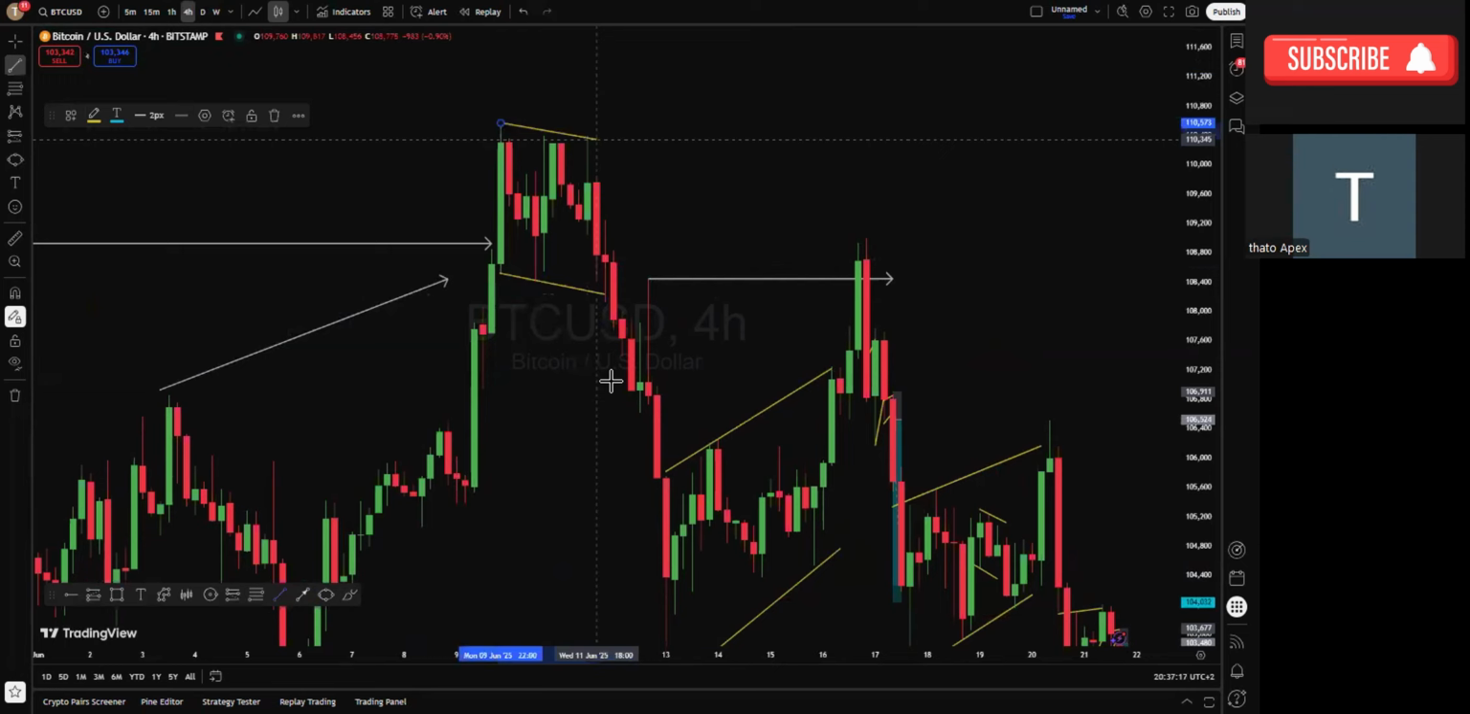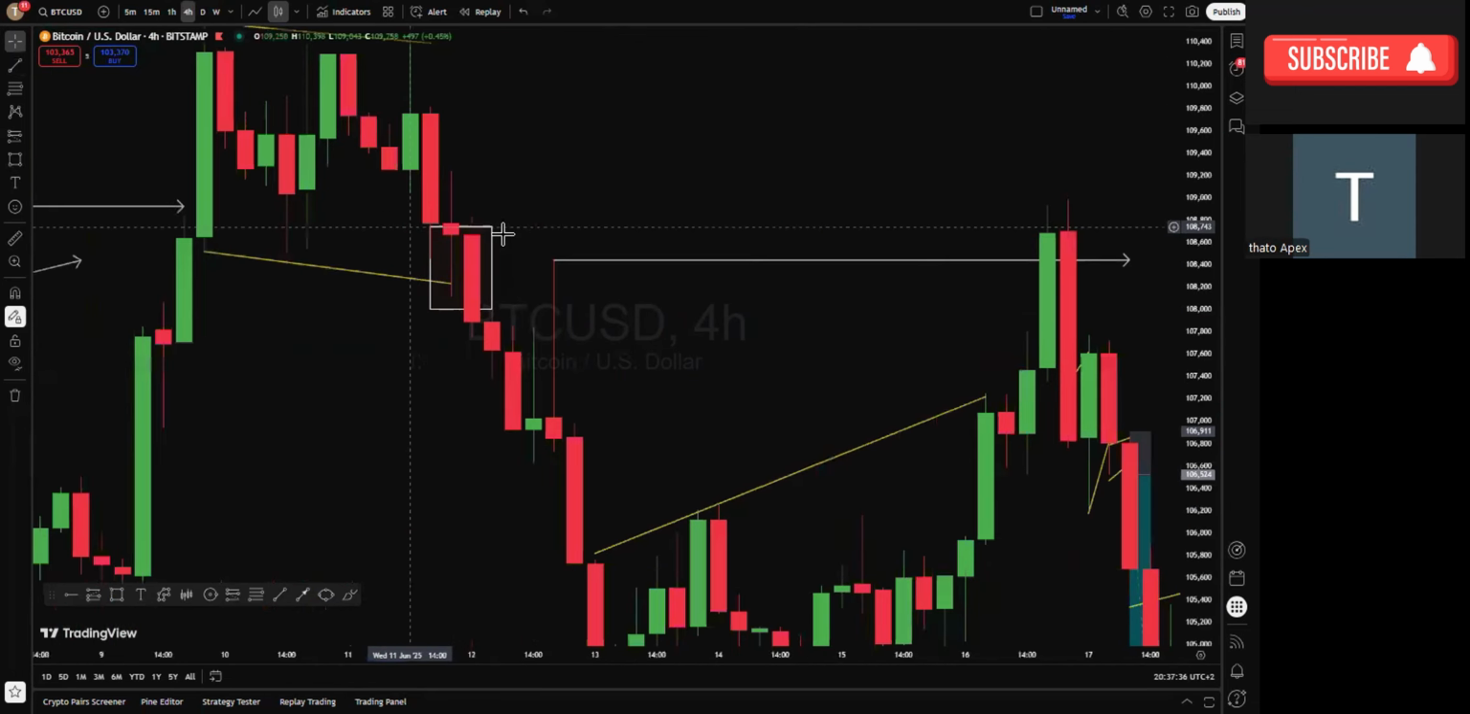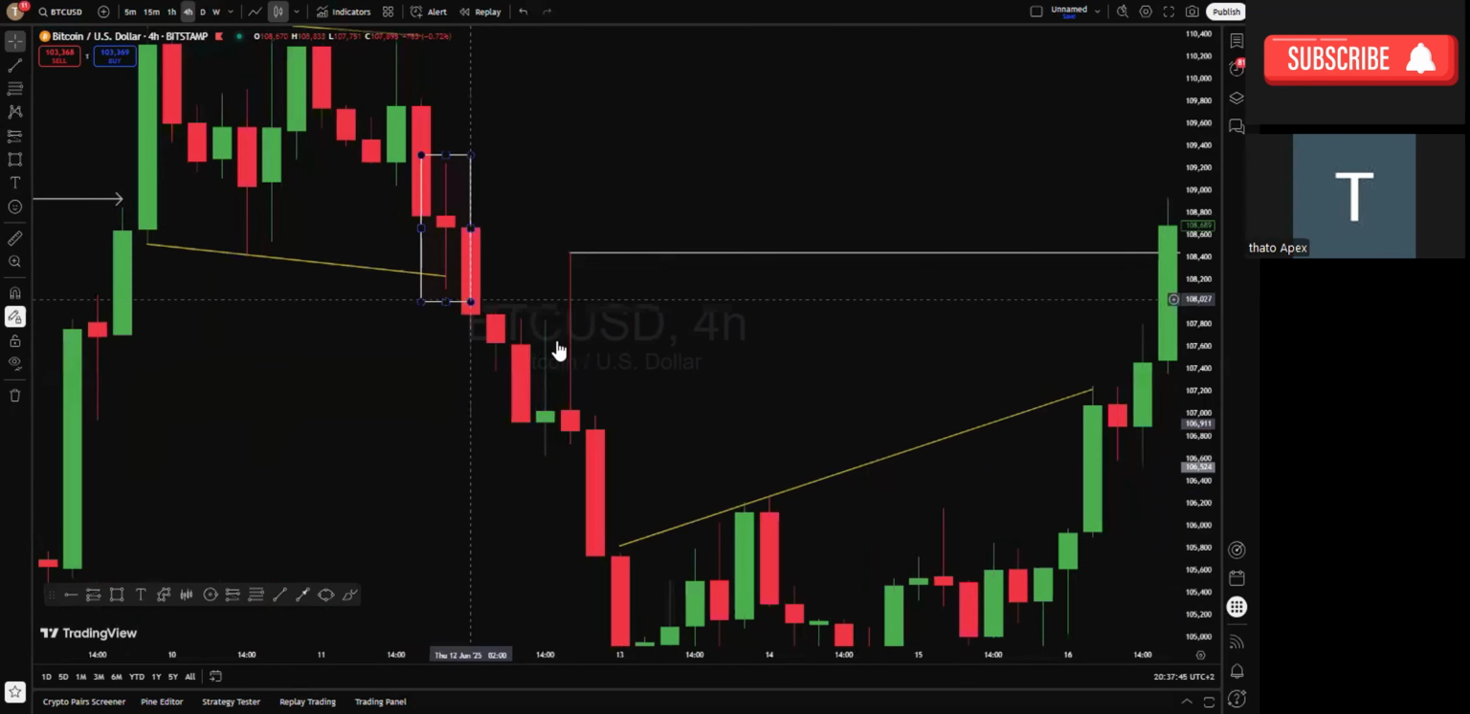But the reason why it failed is because we had this wick right here. We had this wick on the 4 hour time frame. Let me just zoom in so that you can see the wick I'm talking about. So the reason why it failed is that wick right there. You can see the candlestick that I just highlighted. That's the reason why we failed.